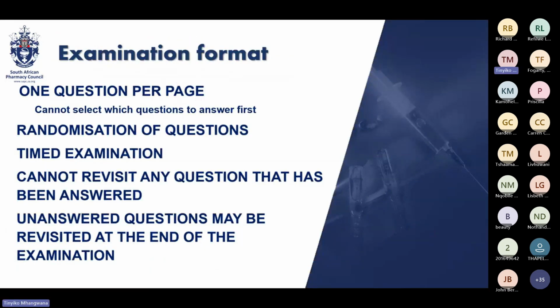It's one question per page. So you'll not be able to see many questions at a time. It will be one page, and they are randomized. I've explained that your first question will be somebody else's 10th question. The exam is timed. So if it's 3 hours 30 minutes, within that time it will close. You cannot revisit any question that has been answered.